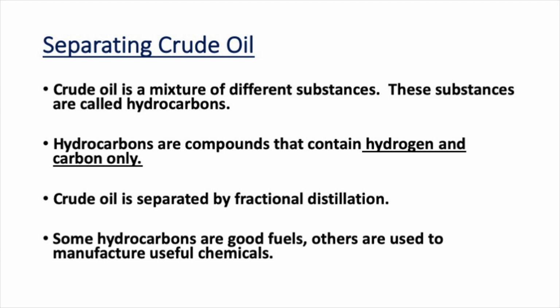In an oil refinery, crude oil is separated into useful fractions. Crude oil is a mixture of different substances, and these substances are called hydrocarbons. A hydrocarbon is a compound that contains hydrogen and carbon only. In an oil refinery, crude oil is separated by a technique called fractional distillation. And the hydrocarbons that we obtain from crude oil are used as fuels, as well as to manufacture other important chemicals.